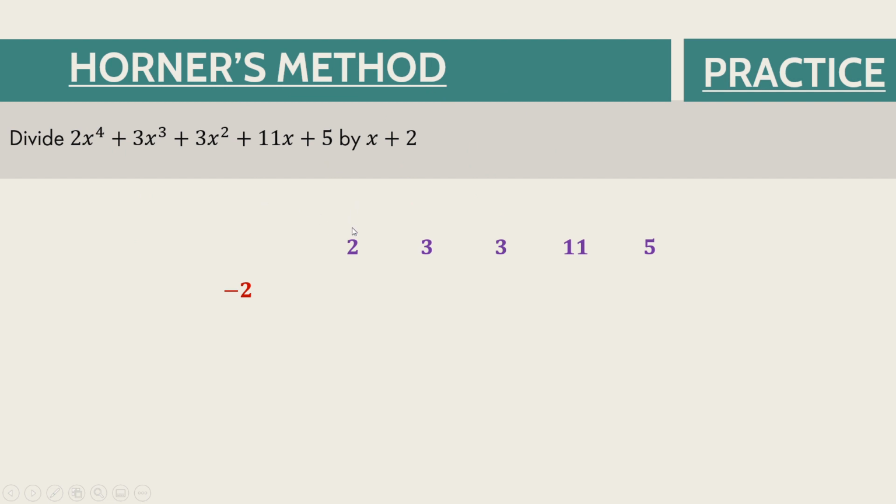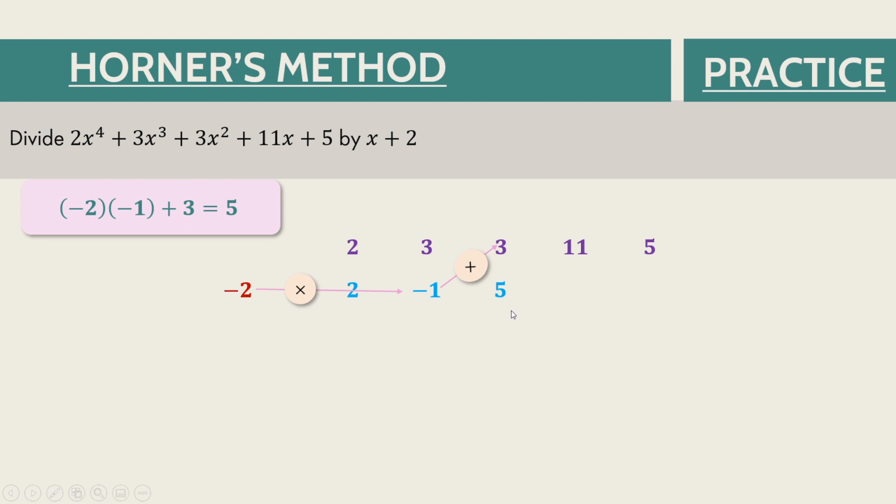First, we bring down the leading coefficient 2. Bring down 2. And then take the newborn times a and then plus the next coefficient. Negative 2 times 2 plus 3, negative 1. Continue. Negative 2 times negative 1 plus 3. That should be 5. So the newborn is 5.